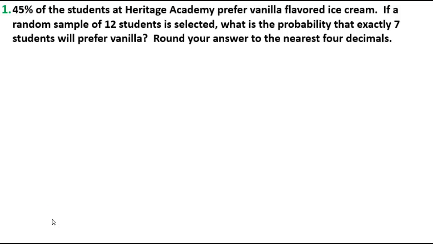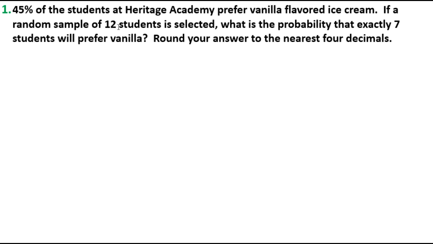We're going to continue working on binomial probability. This one has a group of students, and we know that all of the students at a particular school, 45% of those prefer vanilla flavored ice cream. So 45% of the Heritage Academy students prefer vanilla ice cream. We're trying to find out, if a random sample of 12 of these students is selected, what's the probability that exactly 7 of those students will prefer vanilla?